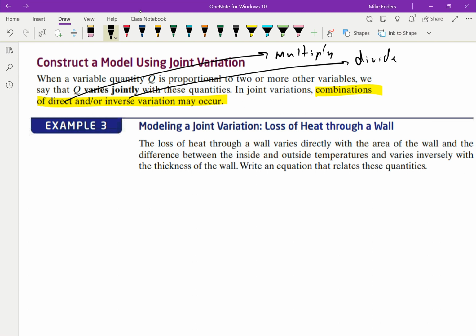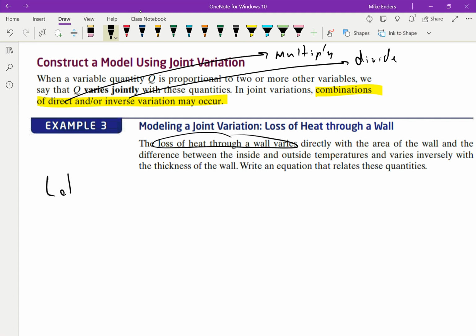The loss of heat through a wall varies directly with the area of the wall and the differences between the inside-outside temperatures, and varies inversely with the thickness of the wall. Write an equation that relates all of these quantities. So we've got a lot of things going on here. So we have loss of heat through a wall is going to vary.